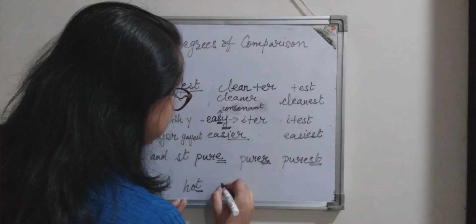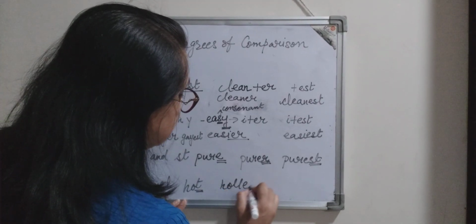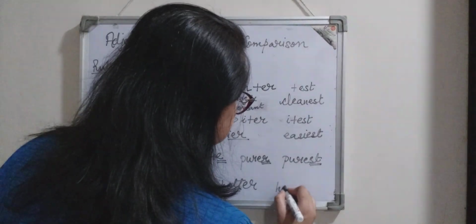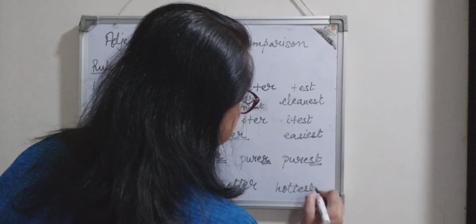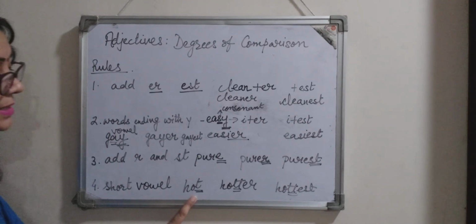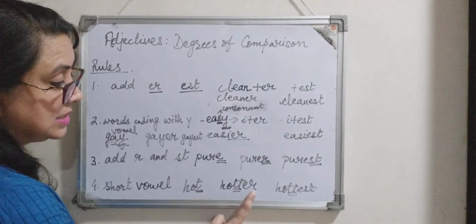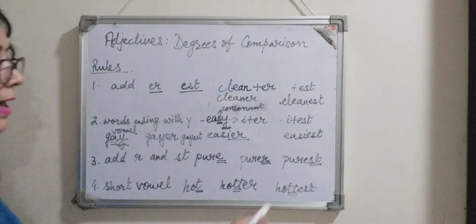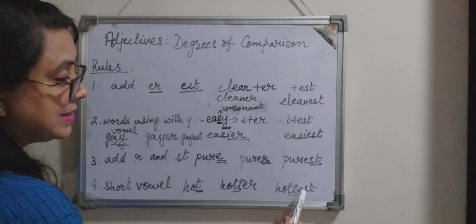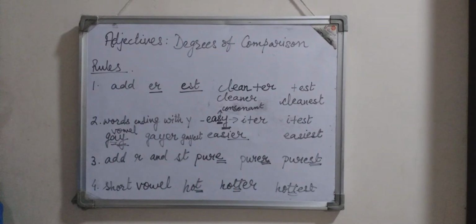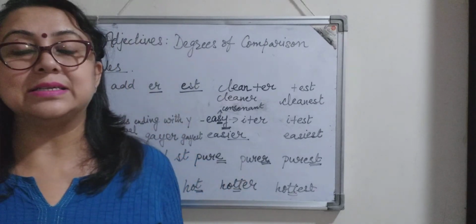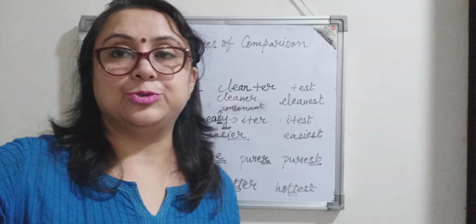So in comparative degree, it would become hotter, that is double T. And in superlative degree, it would be hottest, again double T. So we double the last letter and then add ER in comparative degree, and the same thing, double the letter and then EST in superlative degree. I hope these rules are clear. Now let us proceed to the next rule.